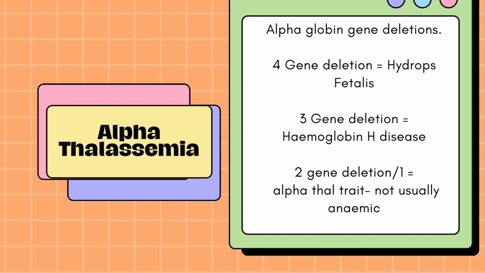The alpha thalassemia traits are caused by a loss of 1 or 2 genes and are not usually associated with anemia. The MCV is low and the red cell count is over 5.5. And hemoglobin electrophoresis is normal, and DNA analysis is needed to be certain of the diagnosis.